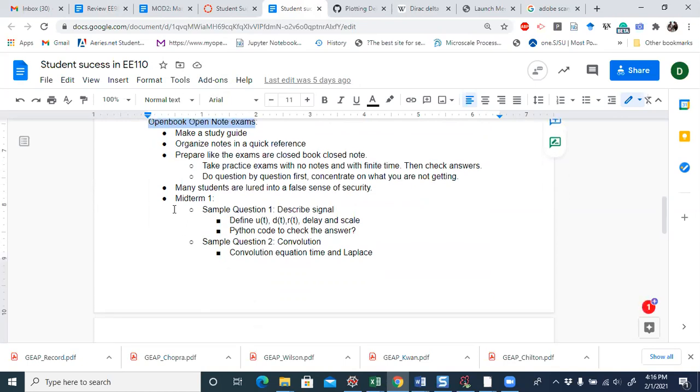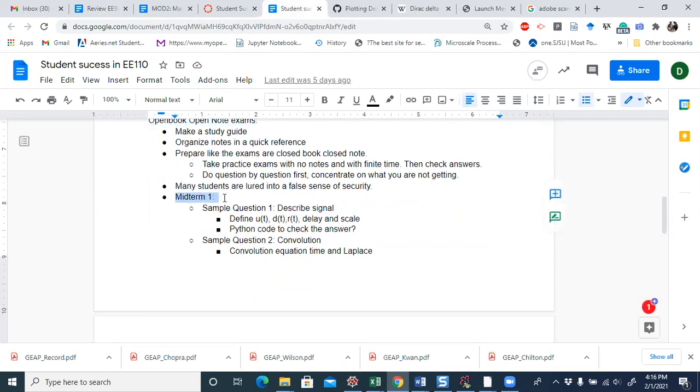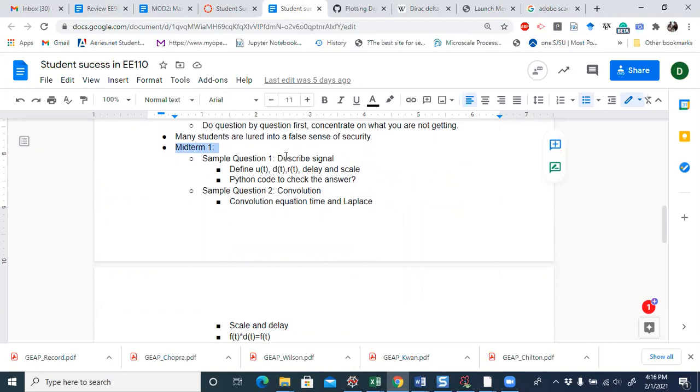But here's midterm 1. Sample question 1, describe a signal. What would I put in a cheat sheet? I'd have a definition of step, delta, ramp, and delay and scale. I might even have some Python code to write to check my answers, or Desmos, right? And that way I have it all right there. And making the study guide will also help study.